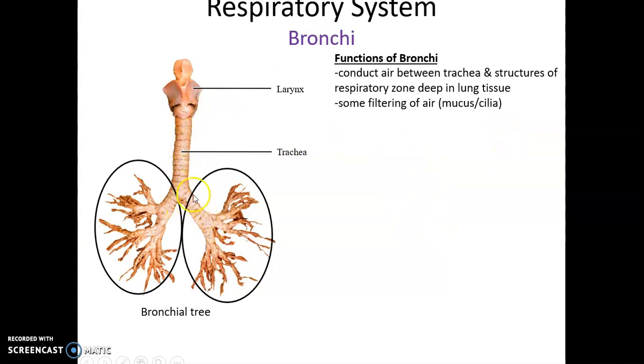This then brings us to the bronchi, or bronchial tree. The function of the bronchial tree is to conduct air between the trachea and the structures of the respiratory zone deep in the lung tissue. And it also allows for some filtering, warming, moistening of the air because the bronchi are lined with a mucous membrane, which of course produces mucus that can filter out some particulates and cilia that can then move the mucus toward the trachea and then further up.